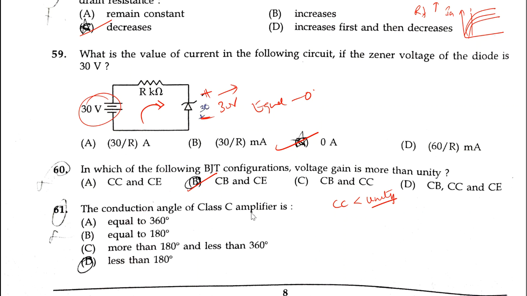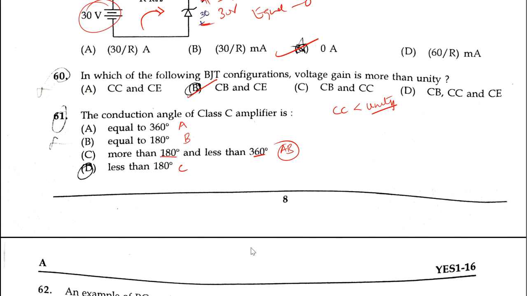Next one: the conduction angle of a class C amplifier is: equal to 360, equal to 180, more than 180 and less than 360, or less than 180. For a class C amplifier it is less than 180, for class A it is equal to 360, for class B it is 180, and for class AB it is between 180 and 360. So the answer is C.